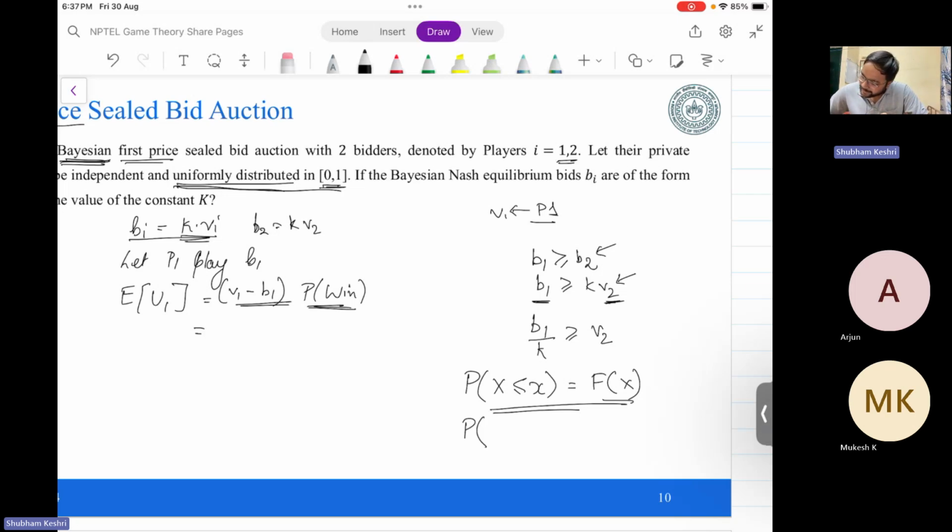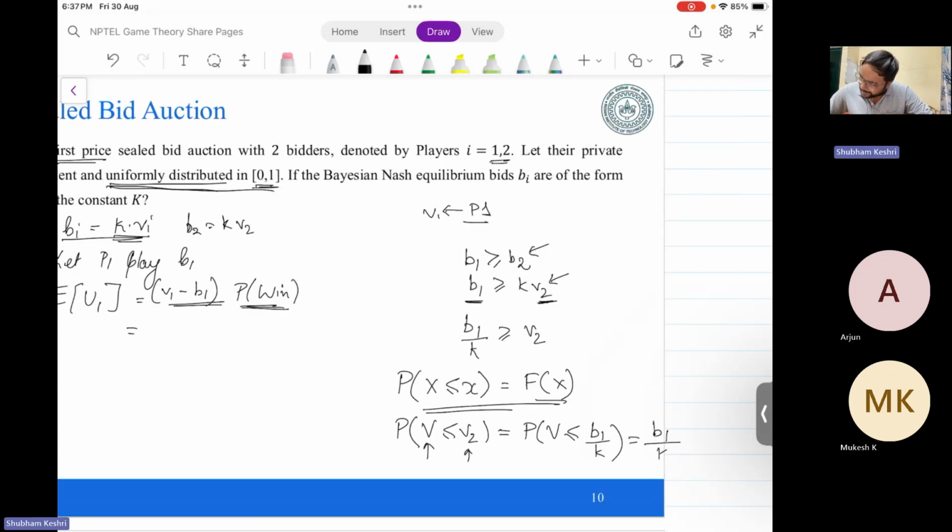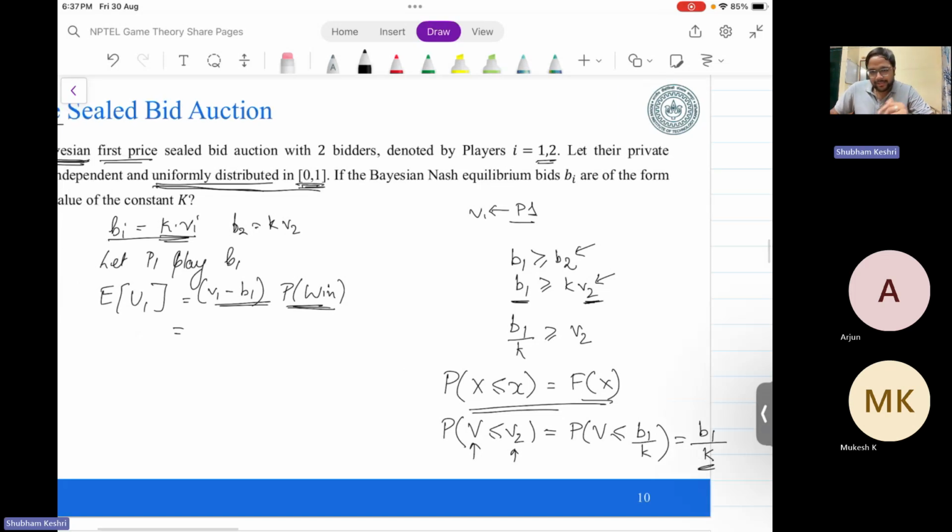So what does it say? This valuation V is less than or equal to V2. And over here, when I'm writing capitals, it means the random variable itself. When I'm writing small, it means that random variable is taking that value. So for example, over here, V is a random variable and it is taking a value of V2. All right. And we know this, which is V is less than or equal to B1 by K. And in the lecture by the professor, we had seen that this will be given by B1 by K. If you don't remember, you can ask me, I'll just reiterate how it is coming.